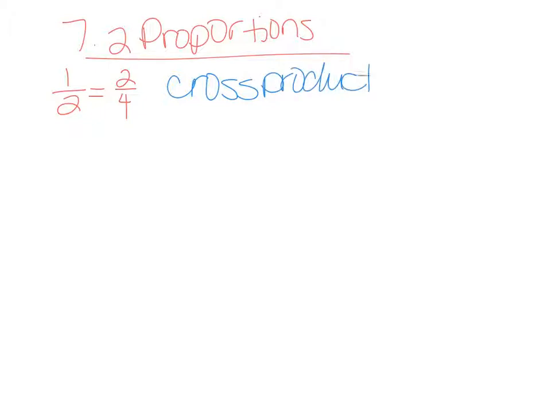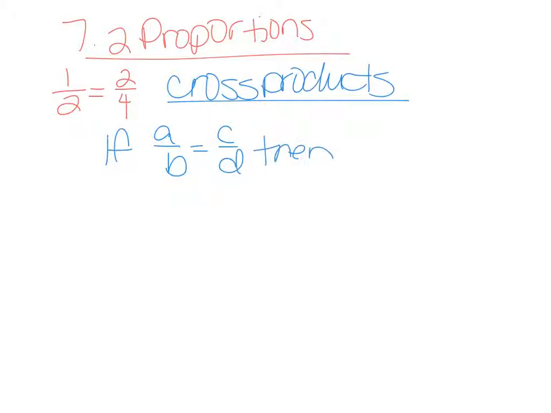Hopefully it sounds familiar, and I think probably most of you, if not all of you, have at least heard of cross products before. What a cross product tells me is, if I have a proportion such as A over B equals C over D, just a generic proportion with two fractions set equal to each other, the cross products tell me that I can multiply up and across. So if I take A times D, that is the same thing as taking B times C. I can set my cross products equal to each other, and now I have an equation that I can solve.